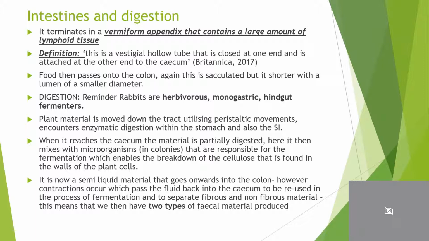Here it mixes with microorganisms that are in colonies that are responsible for the fermentation, which enables the breakdown of the cellulose that is found within the walls of the plant cells that the animal digests. It is now a semi-liquid material that goes onwards into the colon. However, contractions occur which pass the fluid back into the cecum to be reused in the process of fermentation and to separate fibrous and non-fibrous materials. And this means that we then have two types of fecal material produced.